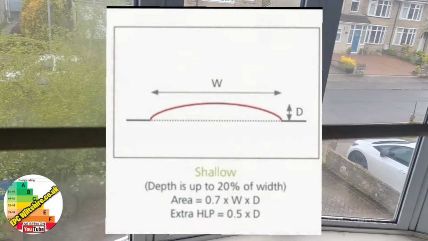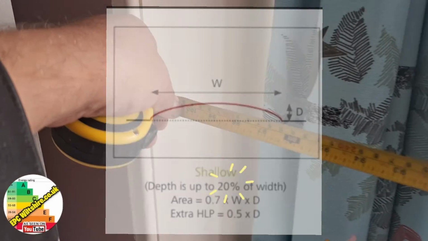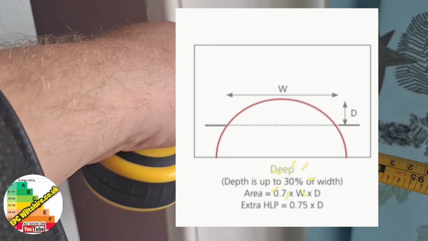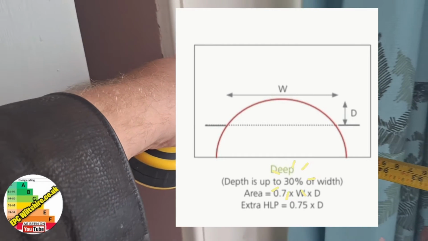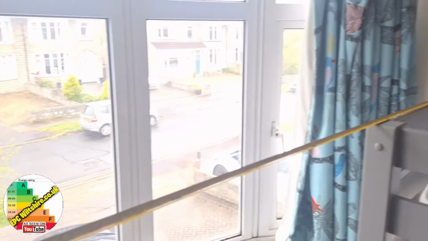21.56%. Now that is over 20%. So that's into the next bracket. So this bay is a deep bay as it's over 20%. The depth is over 20% of the width.